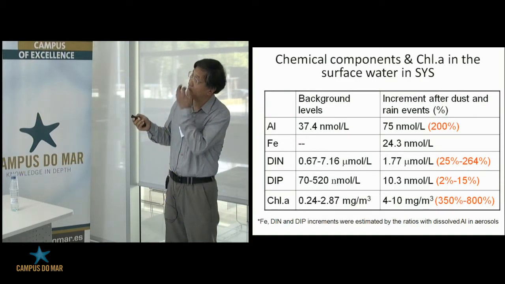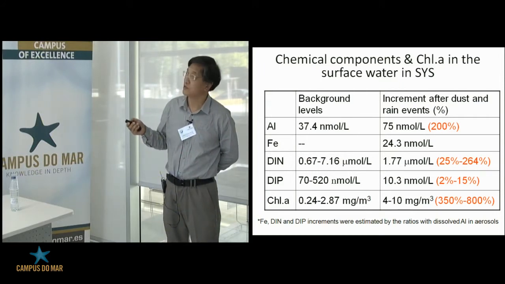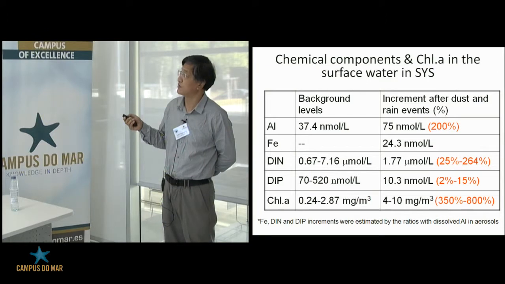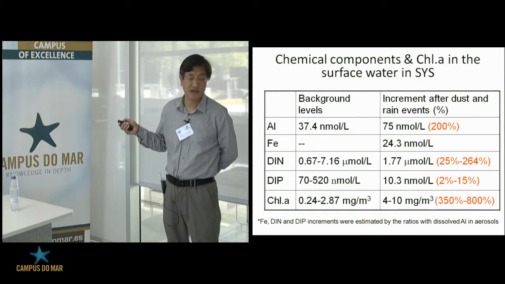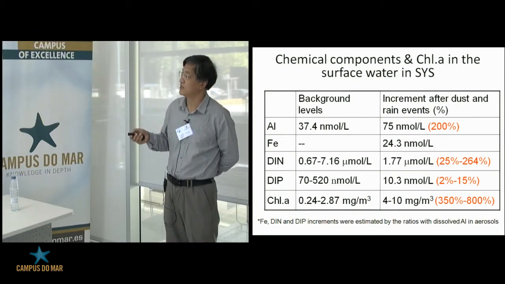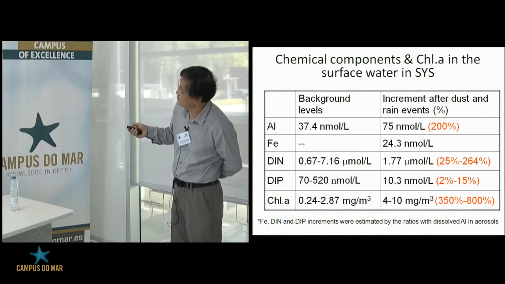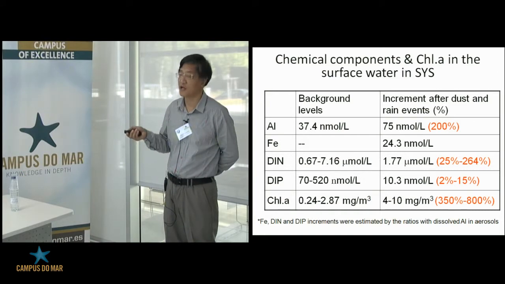For this dust storm, aluminum in the surface ocean increased by 2,200. For iron, we know the background values, so we just estimate it increased similarly. For DIN, it increased 25% to 200%, and the DIP from 2% to 50%, and the chlorophyll a maximum increased 800%. So that means it's quite clearly a bloom.